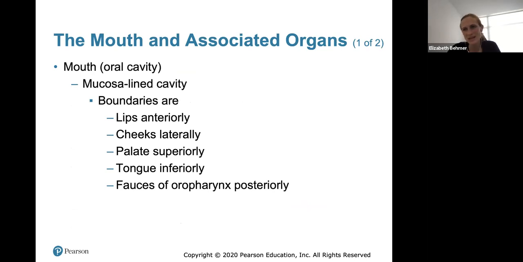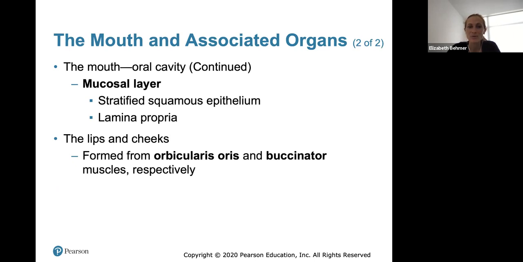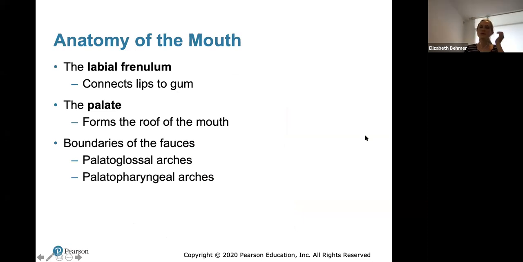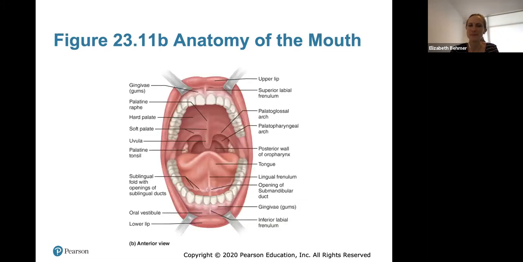The mouth then, so we'll start at the top and go through the organs rather quickly. The mouth is the oral cavity. It's mucosa lined. It has boundaries, which are shown there. The lips and the cheeks are formed from the orbicularis oris and the buccinator muscles. So here's a look at the anatomy of the mouth. And we went over some of this in the respiratory system. So here we have some more anatomy of the mouth, what makes up some of the boundaries. You can review these on your own, but I won't ask you specifics about the anatomy of the mouth.